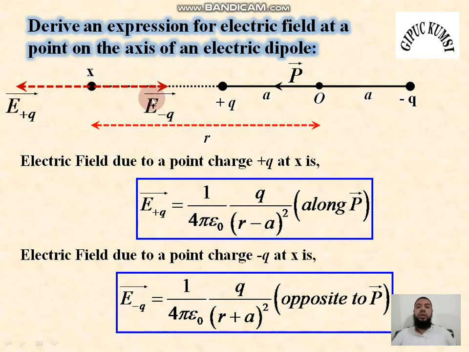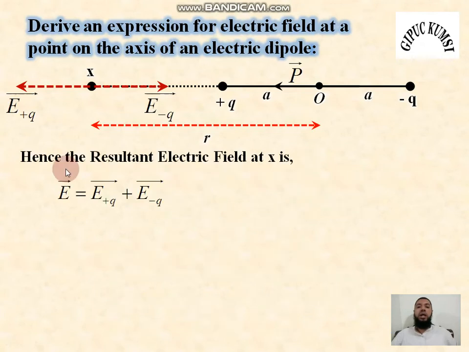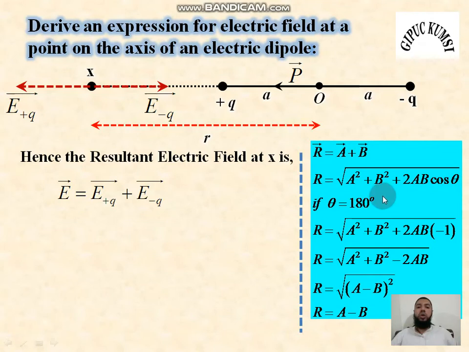Due to E plus q and due to E minus q, the total electric field is calculated. Both are vector quantities. It can be calculated by the vector addition of E plus q and E minus q. Then what is the vector addition of E plus q and E minus q? To find the vector addition, we have to make use of the vectorial representation of the resultant of two vectors. Here we can observe E plus q and E minus q are both in opposite directions. Then what is the angle between E plus q and E minus q? It is 180 degrees. If the angle is 180 degrees, the two vectors are opposite, then what is the resultant between the two vectors?